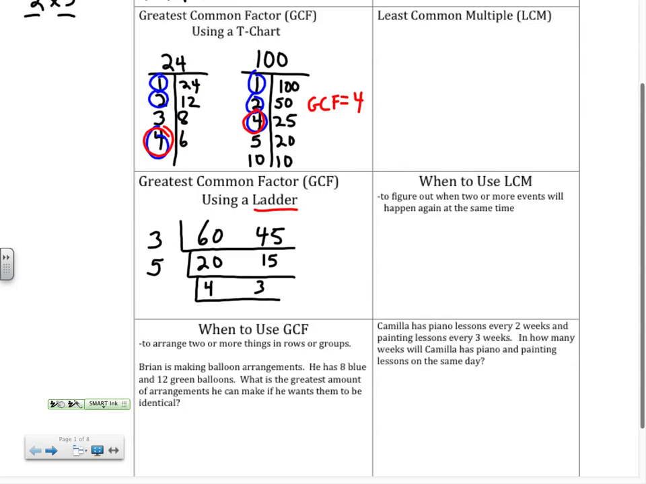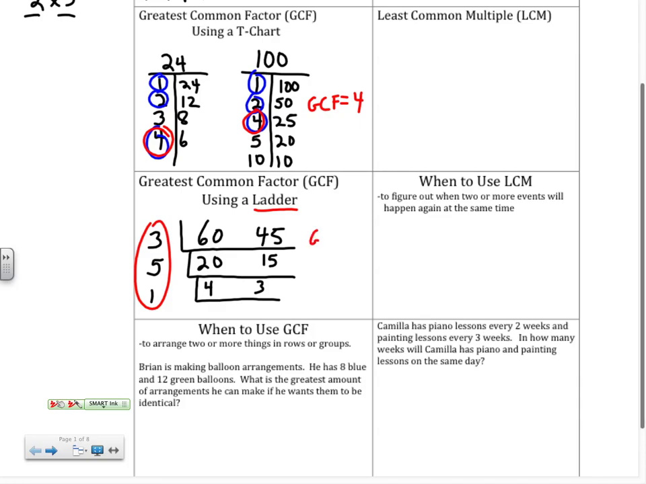Now I'm going to look at 4 and 3. What one number goes into both 4 and 3? That number's 1. When I get to 1, that means I'm done. Now I'm going to take the numbers off to the side and multiply them together, and that's my GCF.